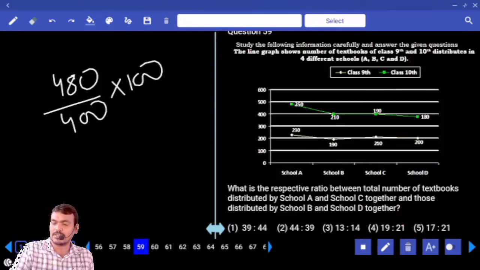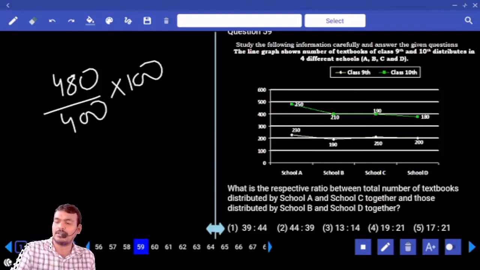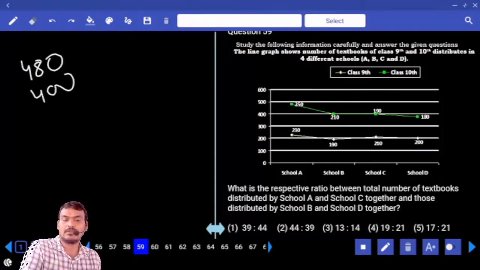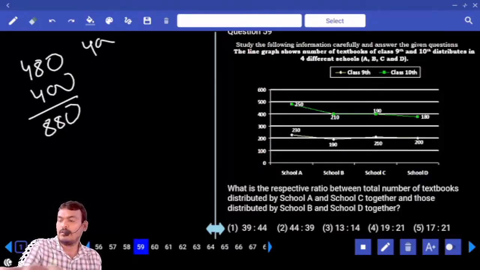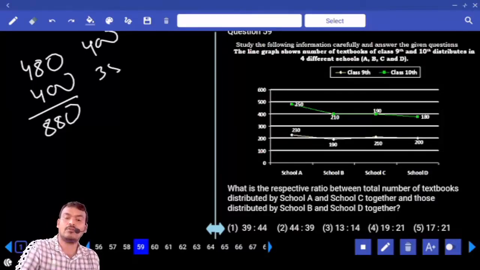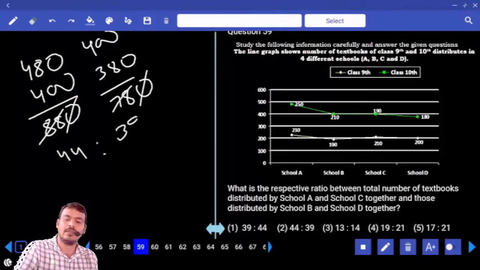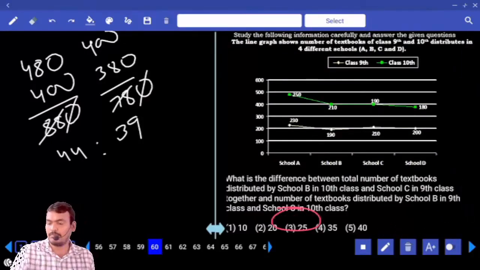Next 59. Ratio between the total number of textbooks distributed by schools A and C together and those distributed by schools B and D together. What is the A total value? 480. Next C total value 400. Total it is 880, or not? Next school B total value 400. School D total value 380. What is the total value? 780, or not? We required the ratio between 880 and 780. Zeros are cancelled, how many times? 44 and 39. 44 is to 39. Second option, or not?